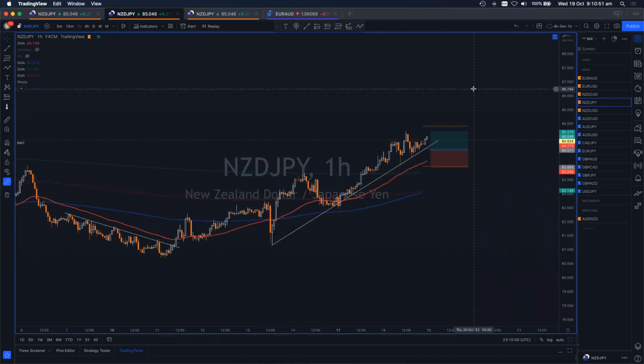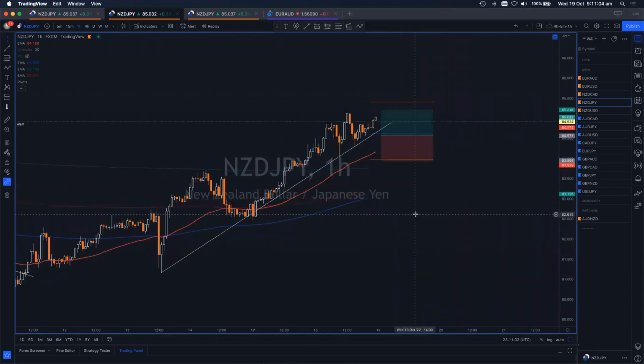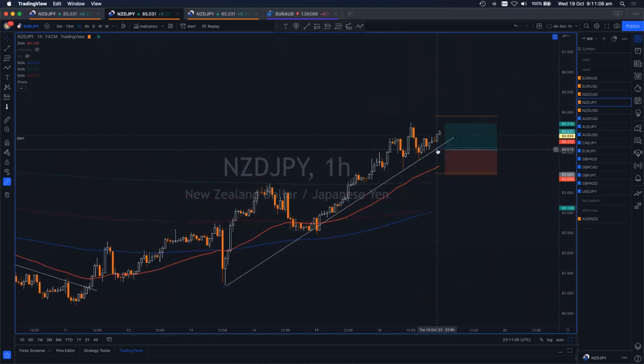a pip snatcher. If you get a pullback to the pivot, daily pivot, this blue line, I have to break the trend line. The 1 hour 50 is quite a long way back, so maybe that's looking a bit questionable.